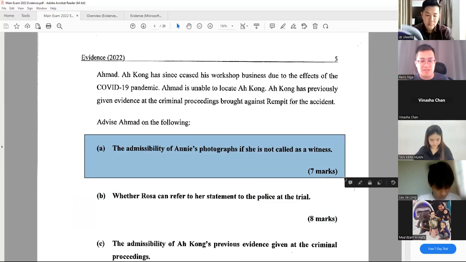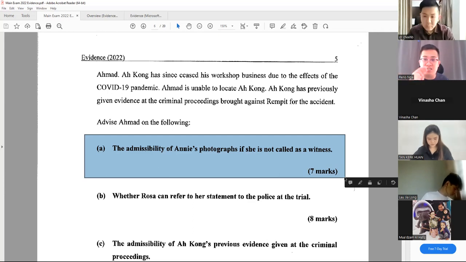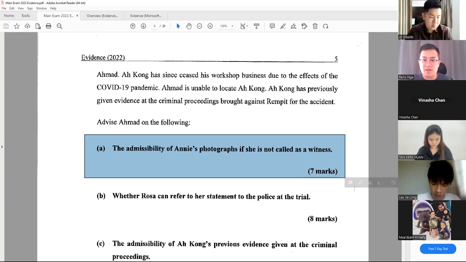Section 62 explanation 3 says that a document produced by a computer is primary evidence, which means we can print out the photograph and then say this is documentary evidence, then this is admissible because this is primary evidence. So is it complicated? Everyone can understand?